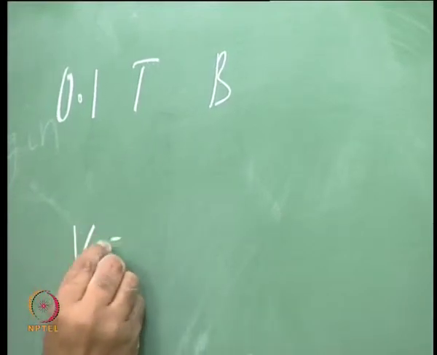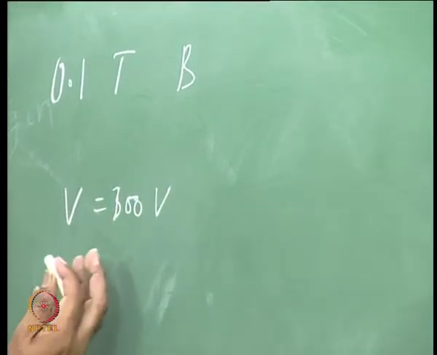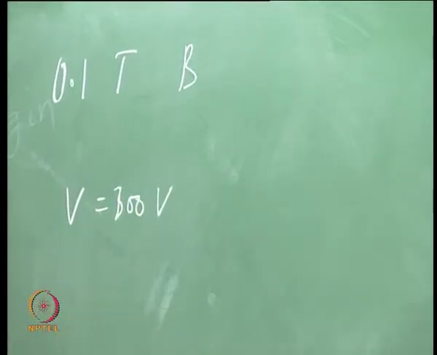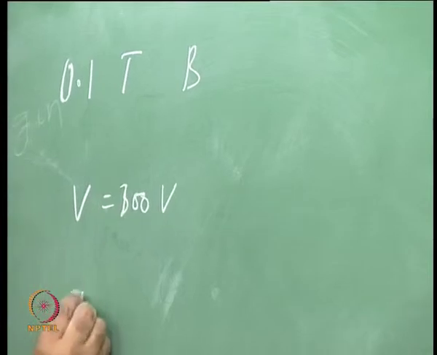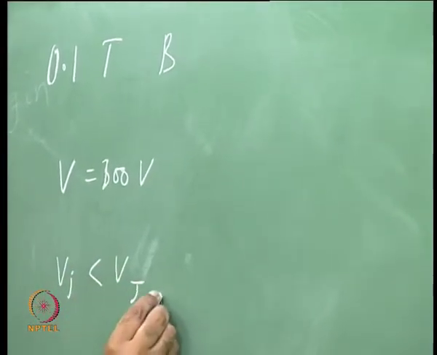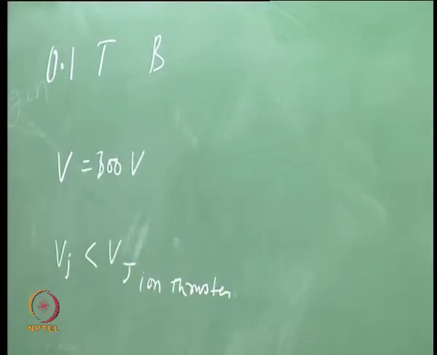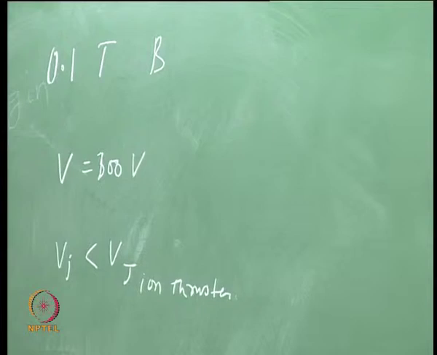As I said, voltage is around 300 volts, and you can generate slightly higher thrust compared to the ion rocket, but as we said, the Vj is less than what you get in the ion rocket, right, ion thruster. But there is one problem which we can immediately foresee.